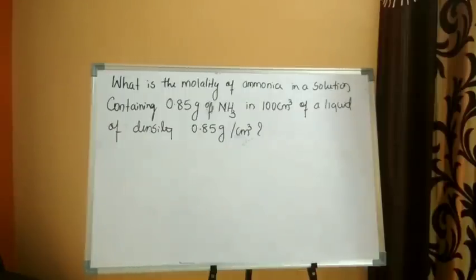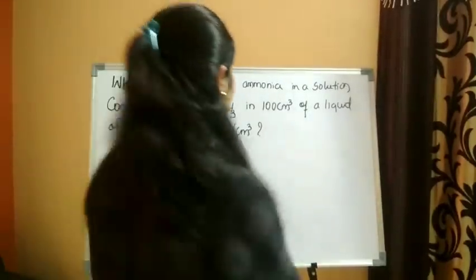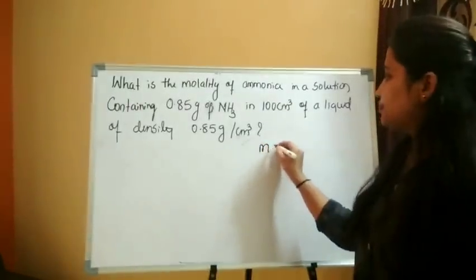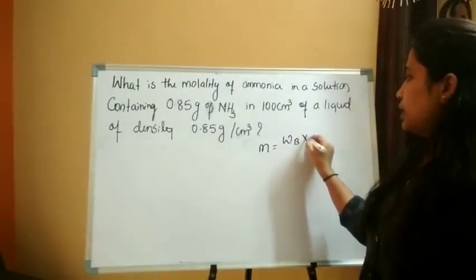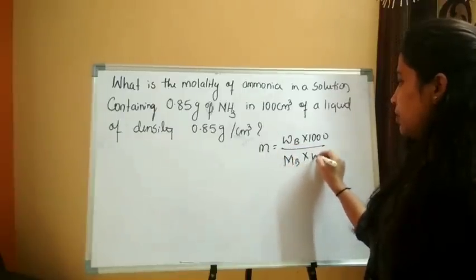Here they have taken ammonia that is dissolved in a liquid of 100 cm cube, where the density of the liquid is given, and you need to find out the molality. So let us write what all the points are given. Obviously they have asked you to find out the molality of ammonia. We know the formula: molality, m, is equal to WB into 1000 divided by MB into WA.